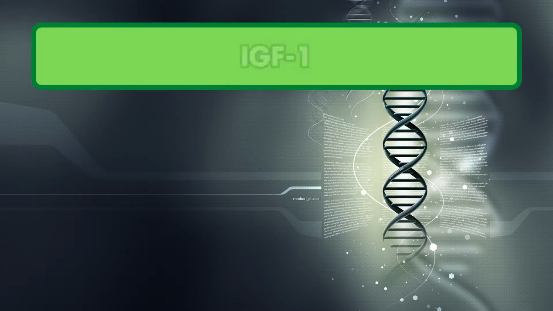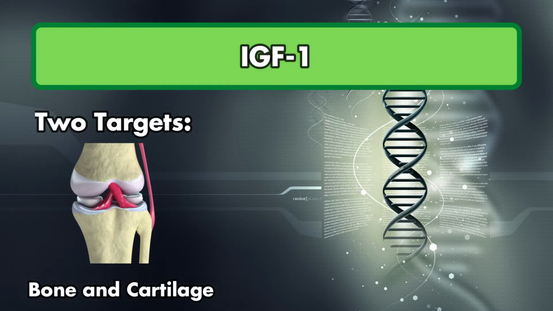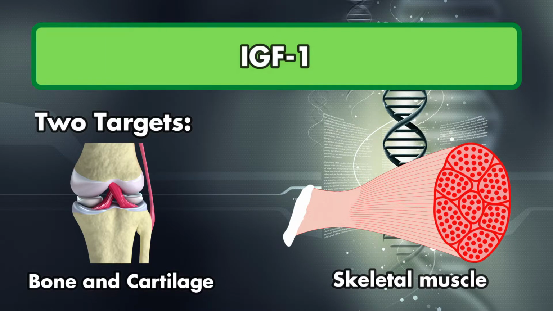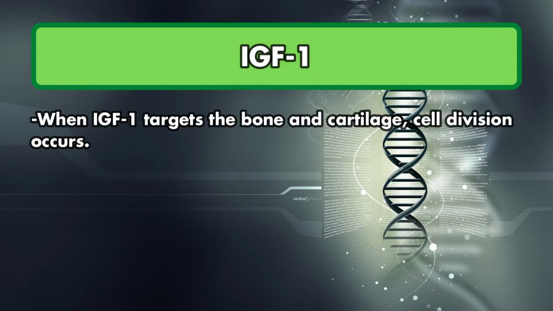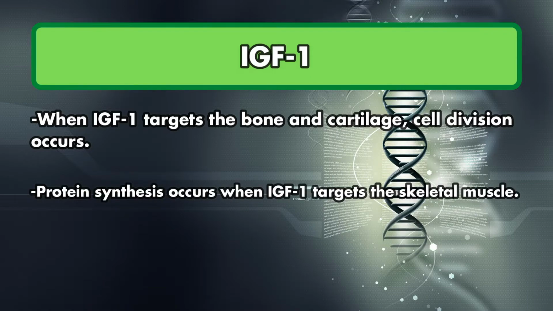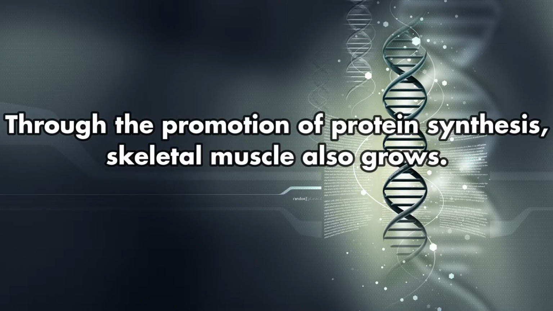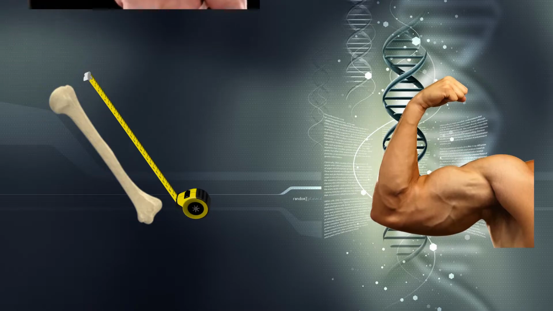Insulin-like growth factor 1, or IGF-1, has two targets. These include the bone and cartilage and the skeletal muscle. Cell division and bone growth happen when IGF-1 targets the bone and the cartilage. On the other hand, protein synthesis occurs when IGF-1 targets the skeletal muscle. Through the promotion of protein synthesis, skeletal muscle also grows. Overall, the synthesis and secretion of growth hormones and IGF-1 results in bone and skeletal muscle growth.